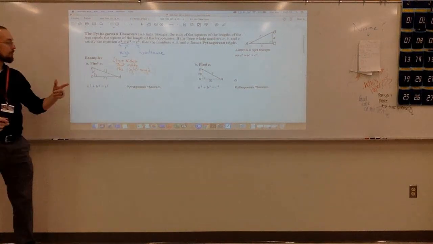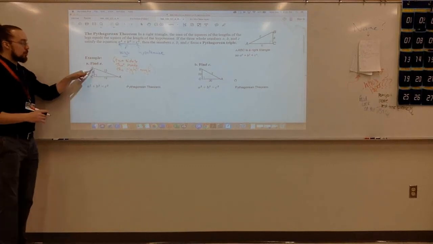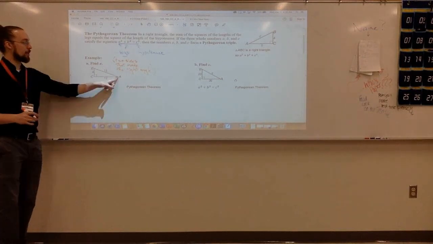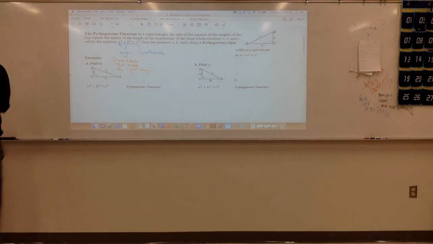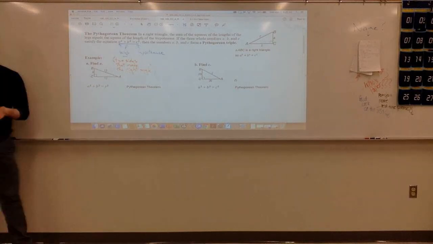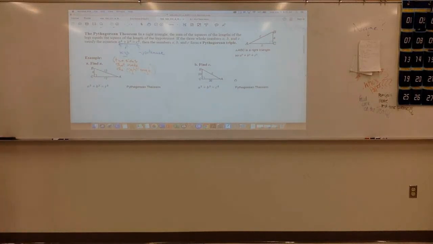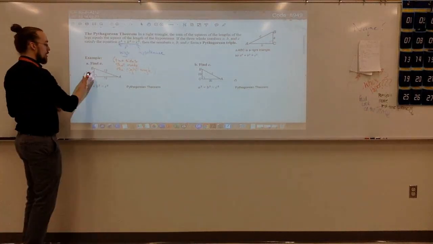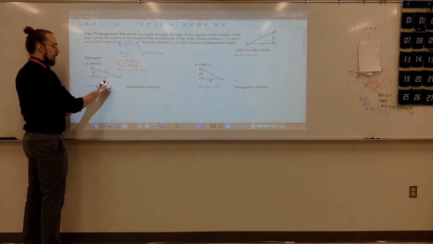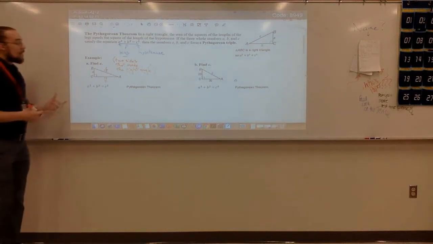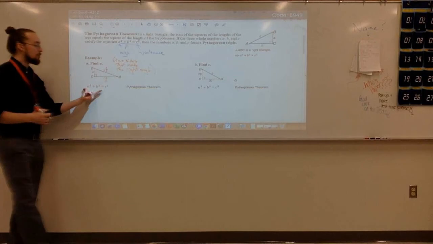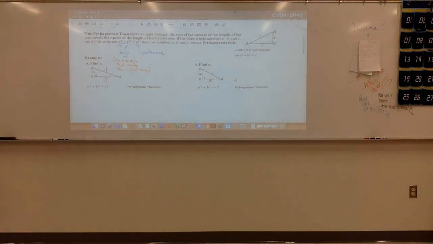In this first example, the two sides that make the right angle are BC and AC. Those are the legs. So in the Pythagorean theorem, those two sides are always A and B. It does not matter which one's A or which one's B, as long as the legs are A and B, and the hypotenuse, which is the side opposite the right angle, is always C. We can use this equation to solve for missing sides in right triangles. If I know two sides, I can always find the third side.